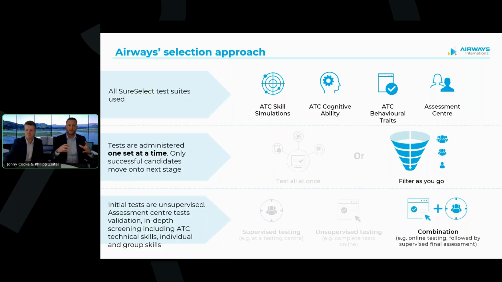We're looking at a surveillance screen and seeing some moving objects, where we test their ability to multitask. The behavioral trait survey then establishes whether they have the right personality or behavioral footprint that is aligned with A, being a good trainee, and B, having the right behavioral traits to actually be successful and being able to sustain a long career as a controller.